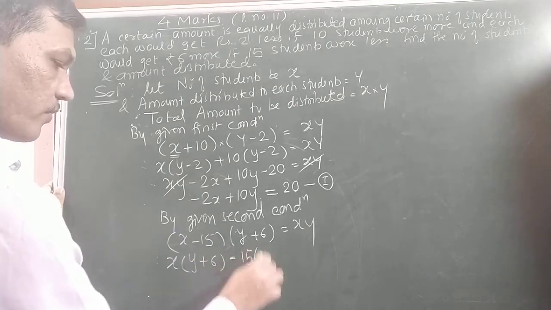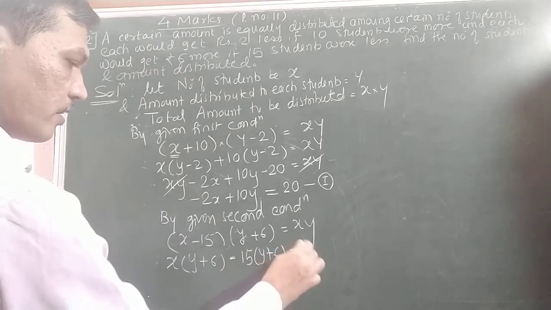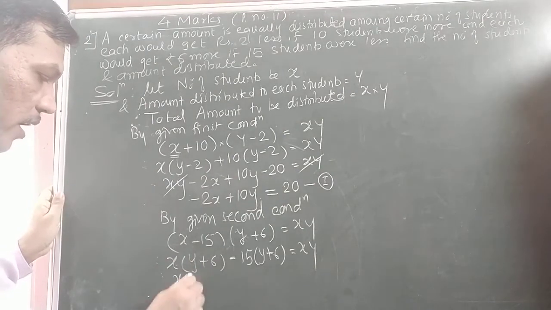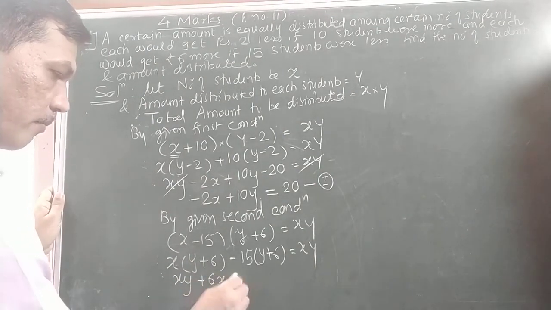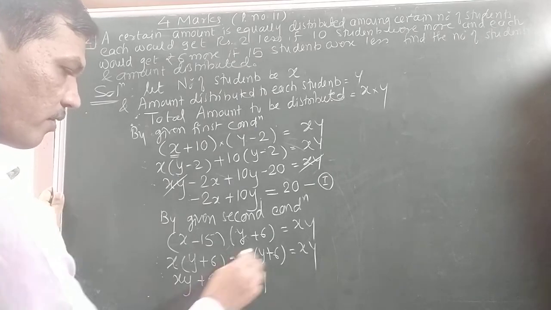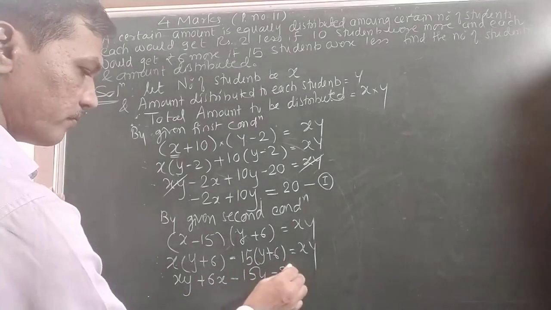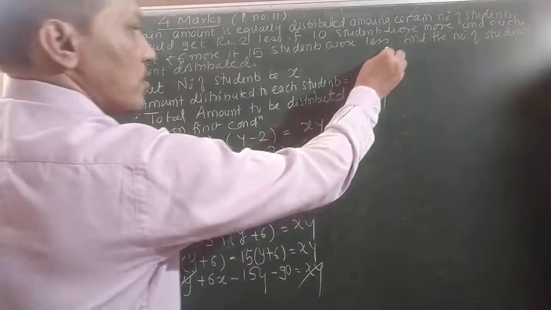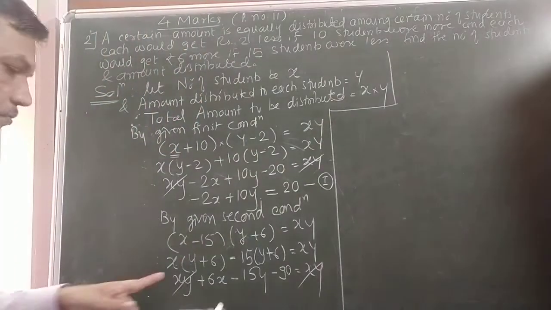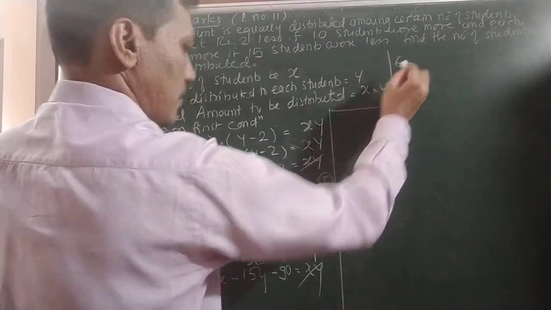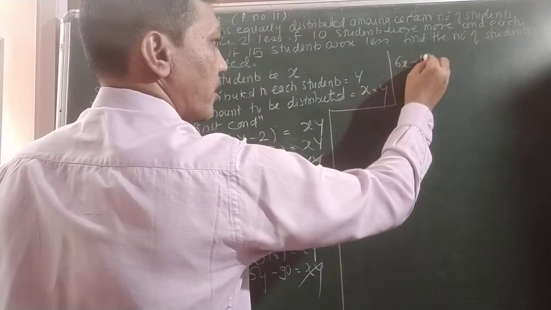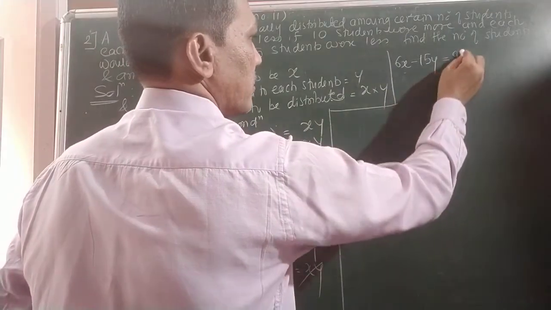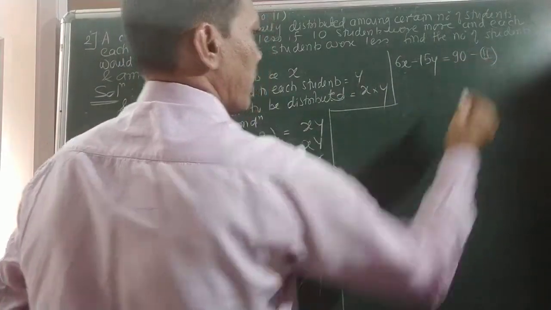Second equation with y plus 6 is equal to xy. Now multiply this, it will become xy plus 6x minus 15y minus 90 is equal to xy. So xy cancels. Now your second equation will become 6x minus 15y equal to minus 90, that shall become plus 90. This is equation number two.